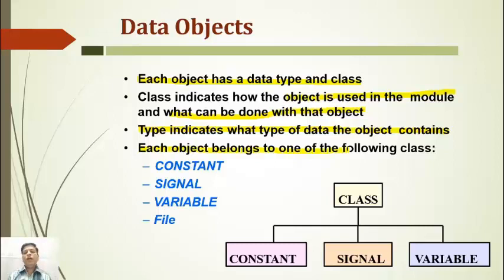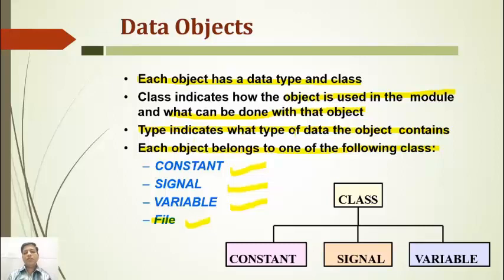Each object belongs to one of the following classes: first constant, then signal, then variable, and then file. In the book they have given only these three types: constant, signal, variable, but one more is there, file is also there. So these are the classes for data objects.